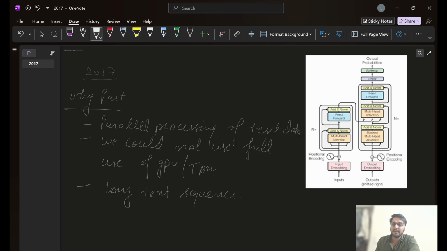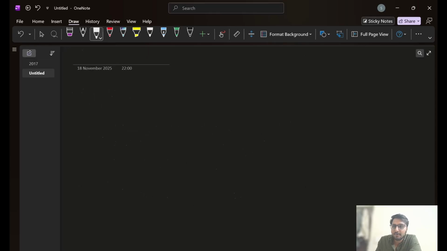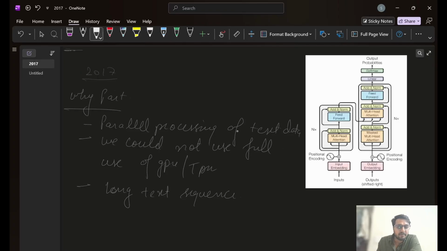Let's assume that we don't know anything about this architecture. We just know that LLMs can generate the next token. That's it. So let's understand everything one by one, so that we have some understanding of how an LLM can generate the next token, using this architecture.